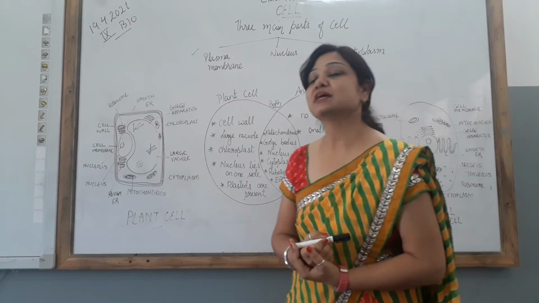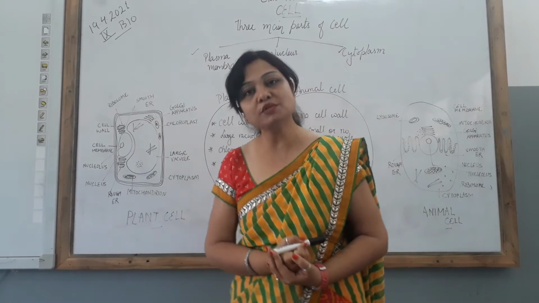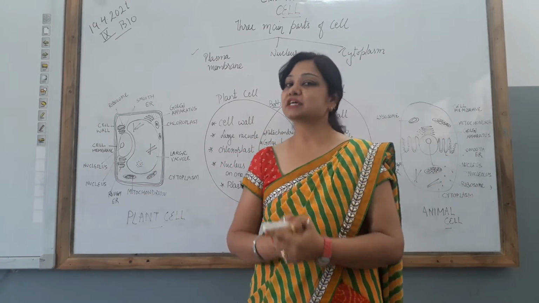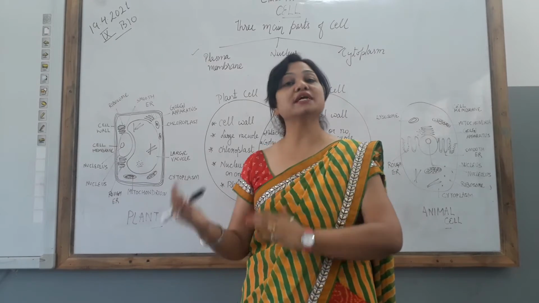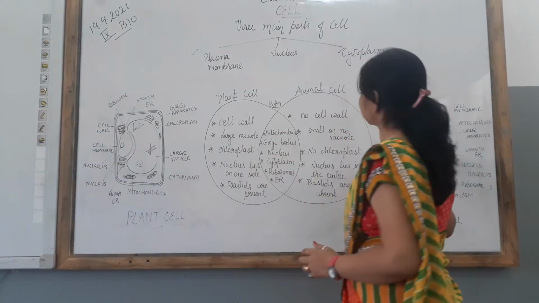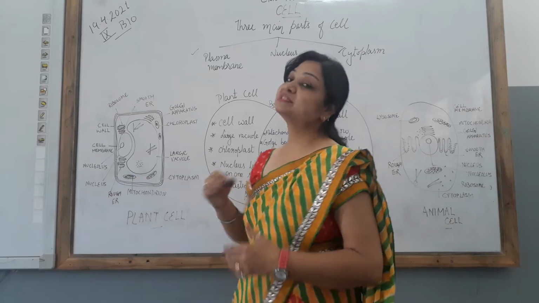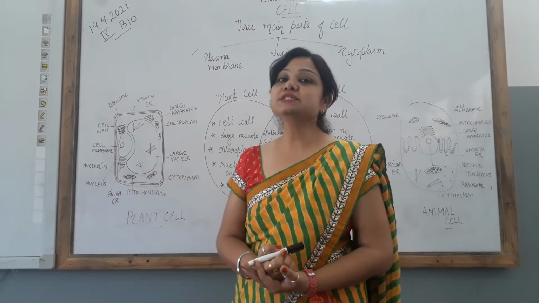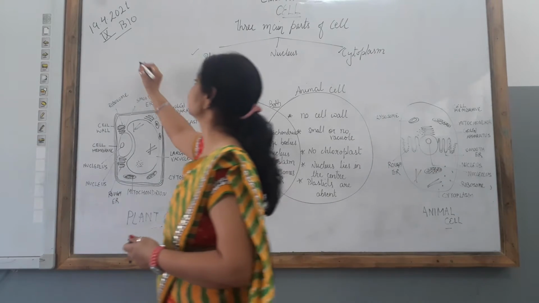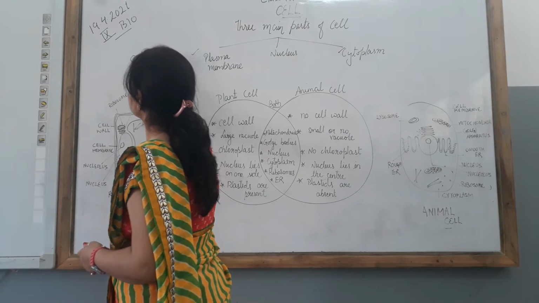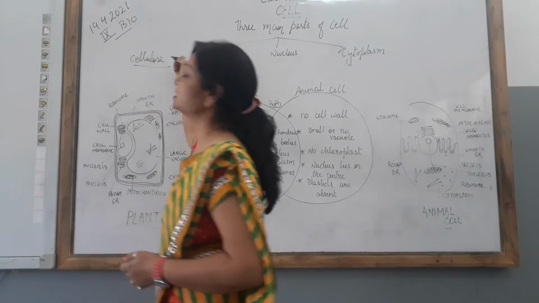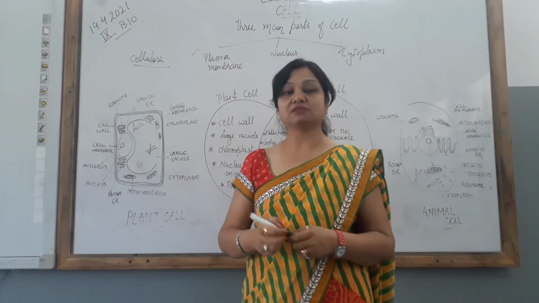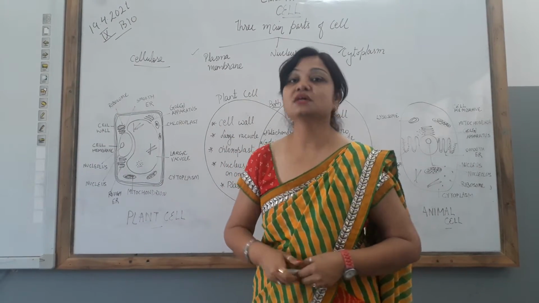Before that I want to give a brief description of cell wall. We have discussed the plasma membrane or cell membrane. It is there in both plant cell and animal cell. But the cell wall is there only in the plant cell. It is made up of cellulose, and as it is made up of cellulose, it gives more rigidity to the cell, right?